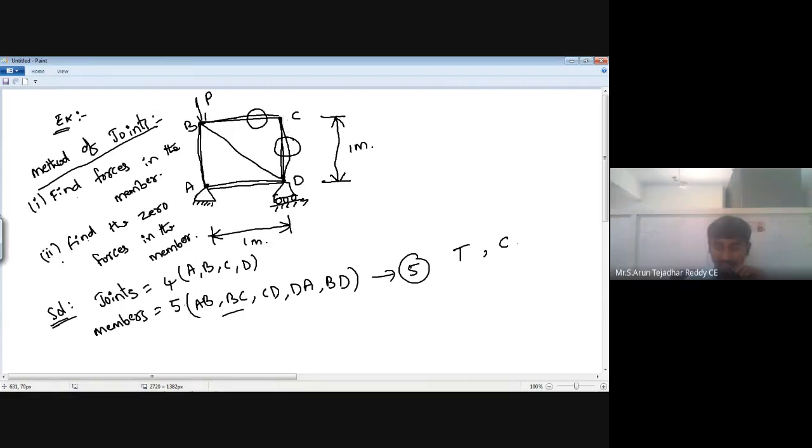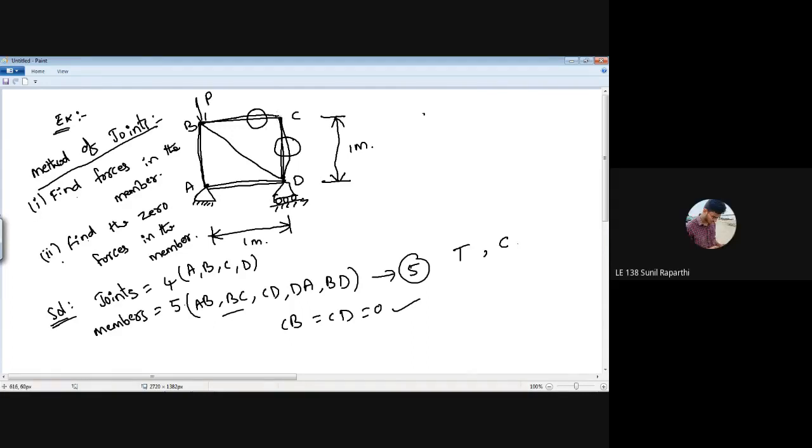Okay. Just now one person said CB and CD are the zero forces. Yeah, it is correct. CB is equal to CD is equal to 0. Yeah, it is correct. But why? There is no force on joint C. Tell me.